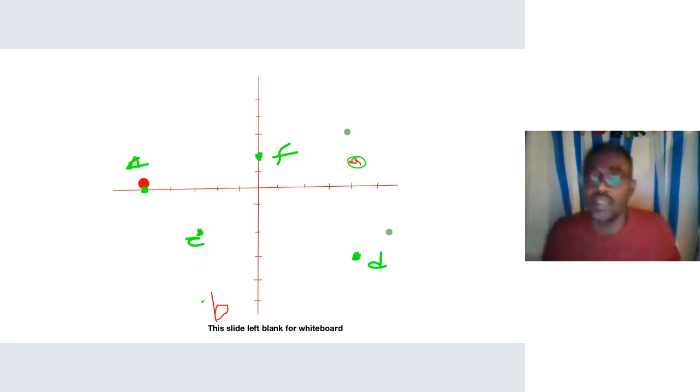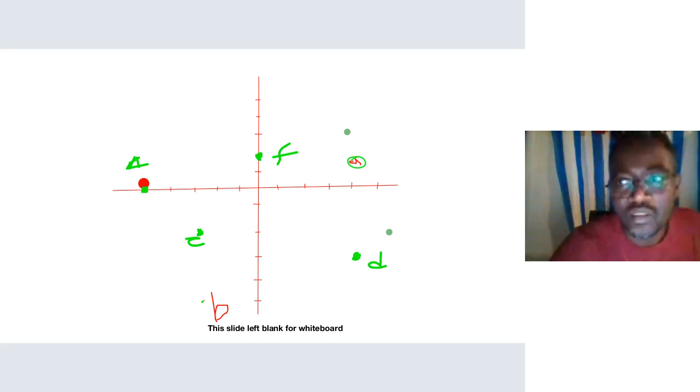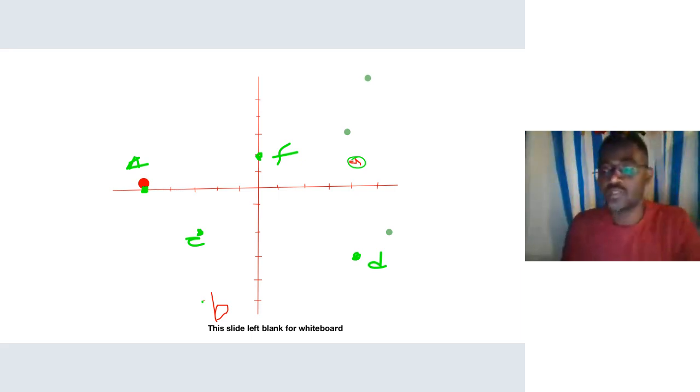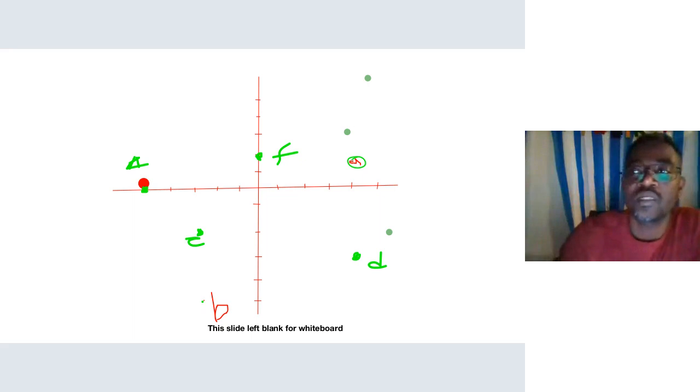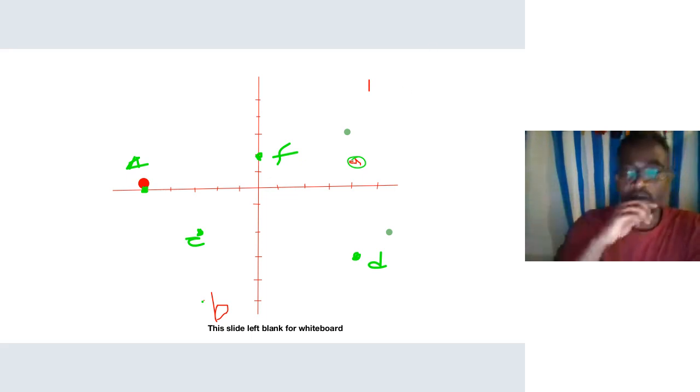Okay, now the quadrants, if you see here, the first quadrant, the coordinates will be positive and positive because x and y are positive. If the numbers are both positive, it is in the first quadrant. In the second quadrant, x will be negative, y will be positive. So this is the second quadrant. In the third quadrant, both of them are negative. So this is the third quadrant. Both of them are negative. In the fourth quadrant, x is positive, y is negative.